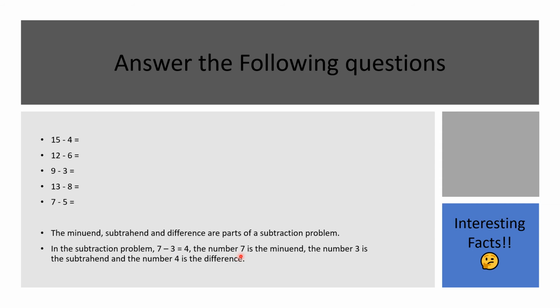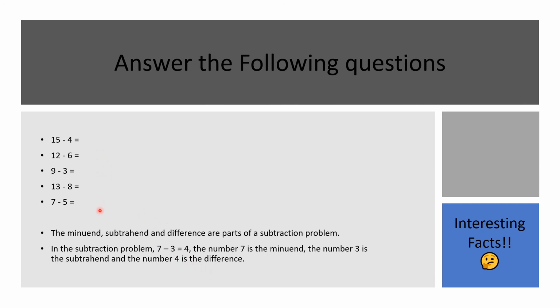The number 7, which is the bigger number from which you subtract, is the minuend. The number 3 is the subtrahend, which is a smaller number you subtract from the minuend. And the number 4 is the difference, which is basically the result.